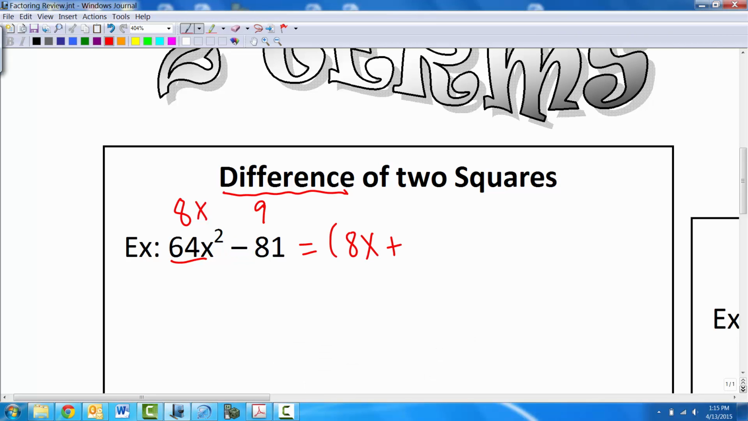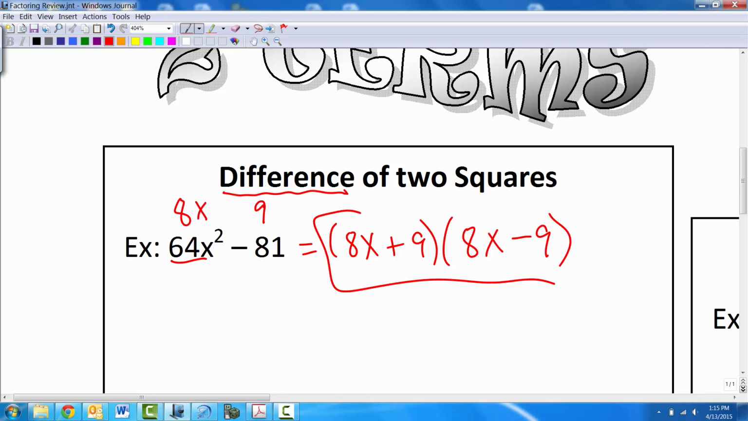Okay, so student number 2 remembers the pattern for difference of 2 squares. The perfect square of the first, perfect square of the second, plus minus. Here's why. What is this the reverse of? Multiplying. Now circle this answer. What I'm going to do is prove it.